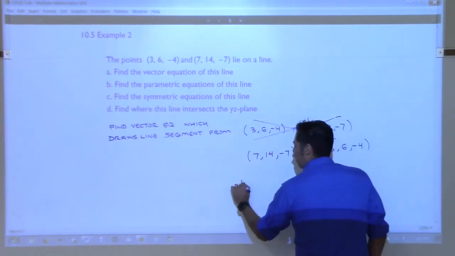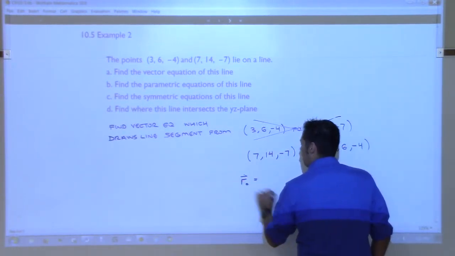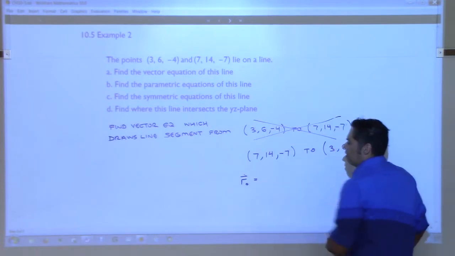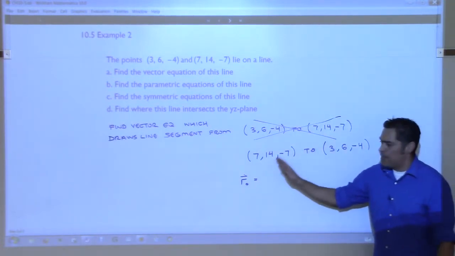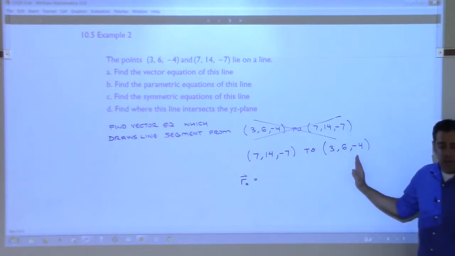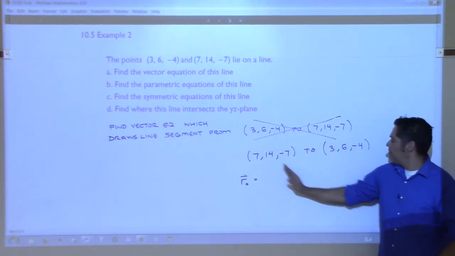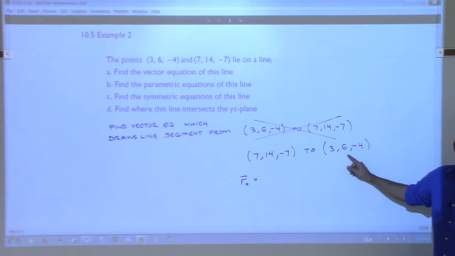So what would my r naught be here? It doesn't matter. Well, it's still going to draw the line segment, but in terms of if I want to start from here and end here, if I wanted to start at that point, it has to be your r naught, right? It does not have to be my r naught. Your r naught can be any point on the line. Okay, never mind. Yeah, it can be any point.